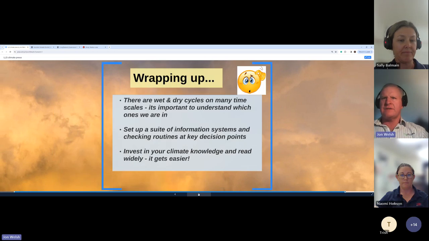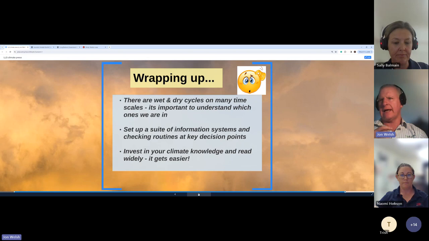So just wrapping up, and it's just hit 1 o'clock. I think it's encouraged growers to be really acutely aware of the many wet and dry cycles that occur on different timescales, not just the annual ones.